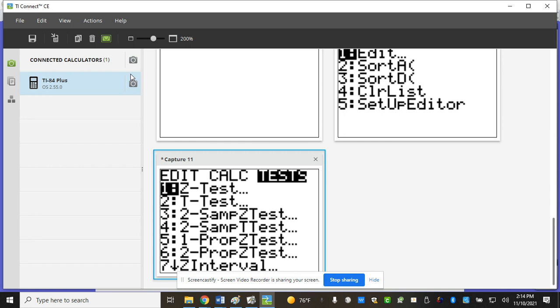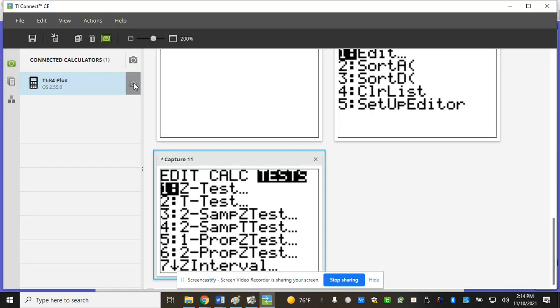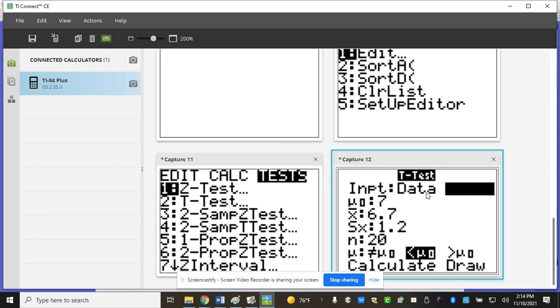3 and 4 are 2 sample, which is not where we are this chapter. So this chapter we're only 1, 2, and 5. So 5 is the one if we're dealing with proportions. Right now it's Z or T. Am I dealing with Z or T? T, because there's an S. So I'm going to 2. And I get 2 options at this point. If it is data or stats, data would mean I have a list because it asks me for a list. Stats, it doesn't ask me for a list because I don't have one.